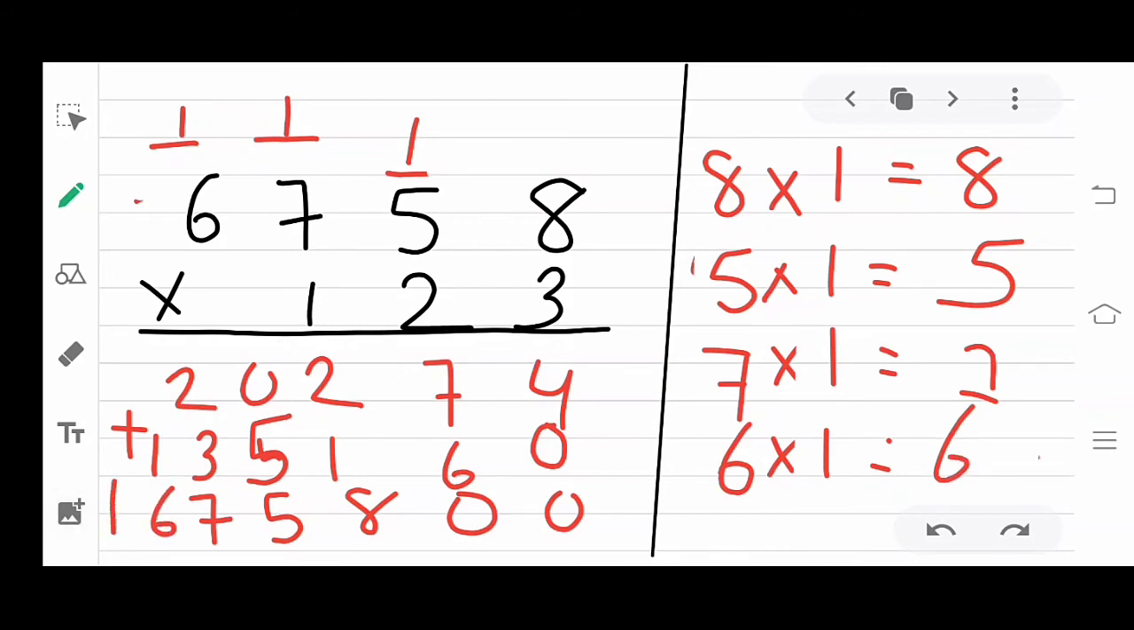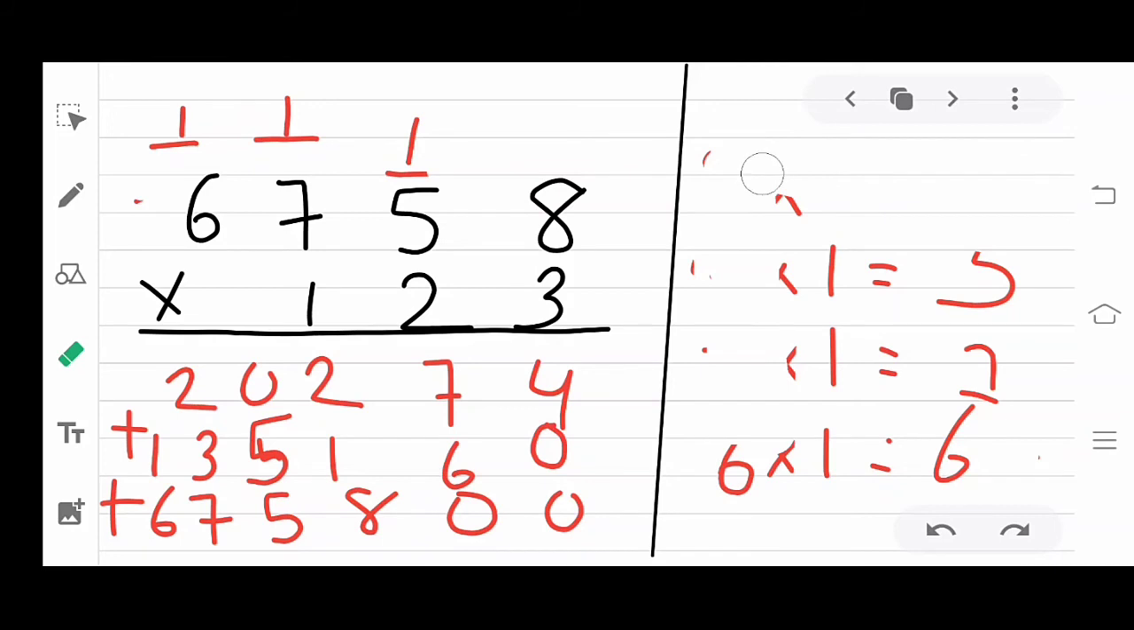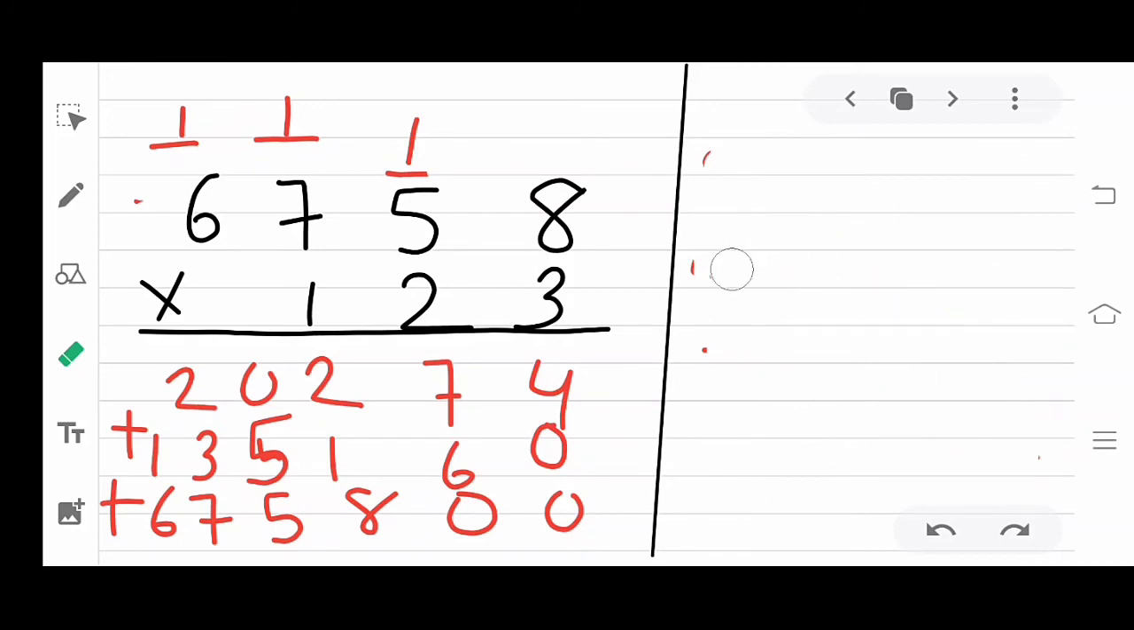See students, our last step is to add just this number. I hope it is really very easy for you also, because we are not doing much changes in this multiplication. You just need to do practice at your home.